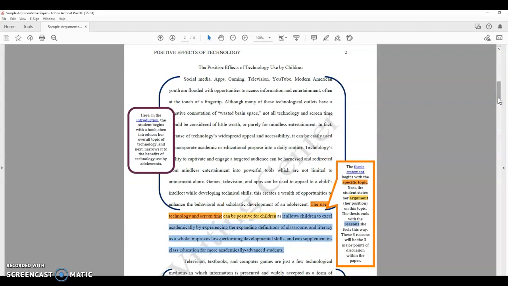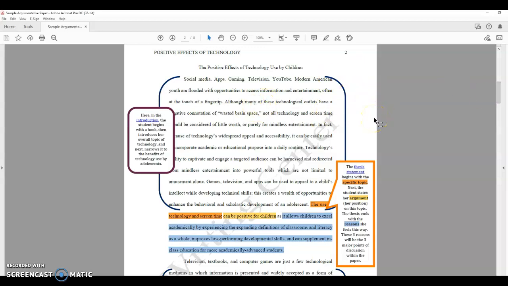All right, so we have, first of all, a nice title, The Positive Effects of Technology Used by Children. It's not particularly creative or innovative, but it does clearly give the reader an idea about what the paper is going to be talking about. Now, I suggest that you pause the video and read the introduction here, so I don't need to read it for you. So pause the video, read the introduction and the thesis statement.